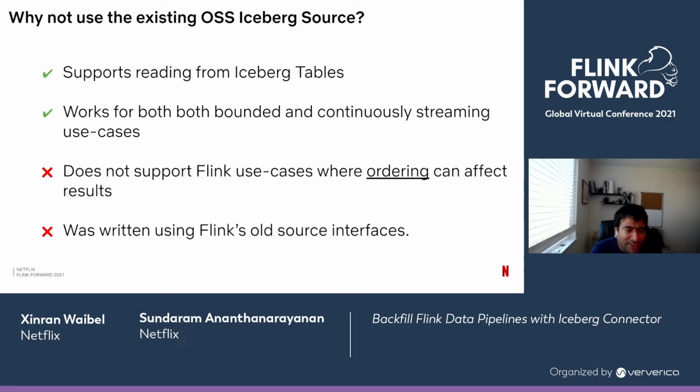One, the source that existed did not support stateful Flink applications that expect events to be ingested in a given order, very similar to Kafka, for example. Now, this was a critical requirement because the failure of this would result in backfilling producing incorrect results. Secondly, this was written using Flink's old source interfaces, which had their own set of limitations, making it hard to extend it, for example, to support something like data ordering.